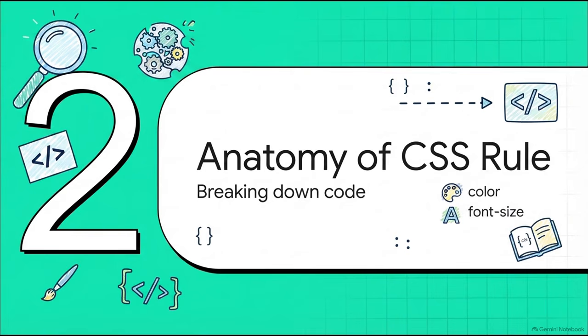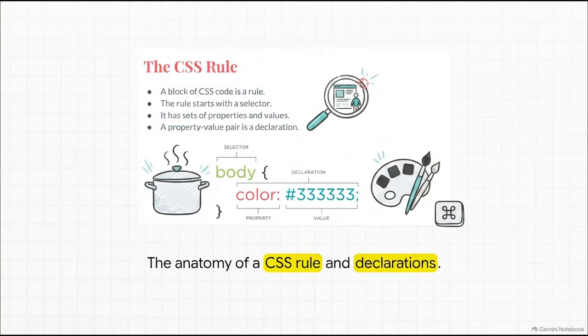Moving on to Section 2, Anatomy of a CSS Rule. Let's actually break down how this code works. A block of CSS code is incredibly logical. Honestly, it's essentially a recipe. It always begins with a selector, like the word body, for example, which tells the browser exactly what to target on the page. Then, this is followed by a declaration, which contains sets of properties and values. So you have a property, like color, paired up with a specific hex code value representing, say, a dark gray. That property value pair acts as a single command dictating exactly how you want that targeted element to appear.